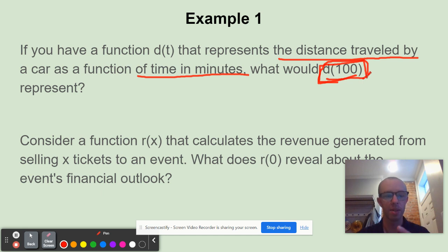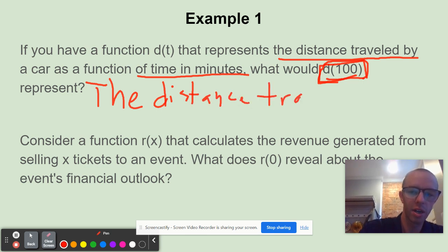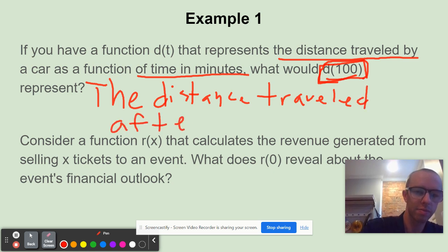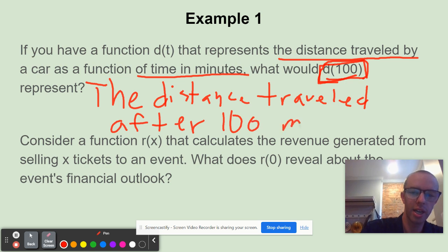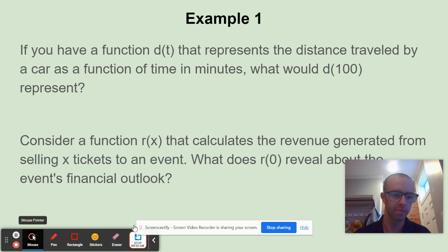And so the meaning of d of 100 is the distance traveled after 100 minutes. All right, that's the meaning. The distance traveled, after 100 minutes. All right, so I input, we don't know the distance traveled because it didn't actually give us the function. We'll do that in example 2. But that's what it means. The distance traveled after 100 minutes, all right? So let's look at another one.